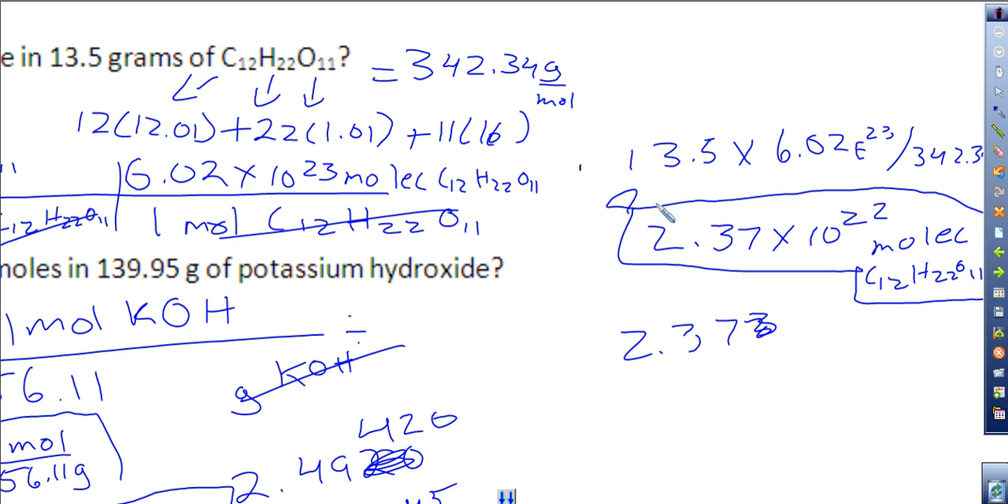C12H22O11. So I'm going to cut this off, and then we're going to pick it up with the rest of the example problems.